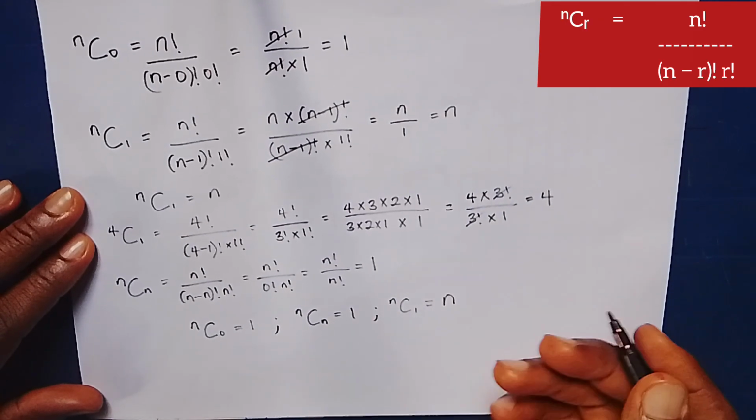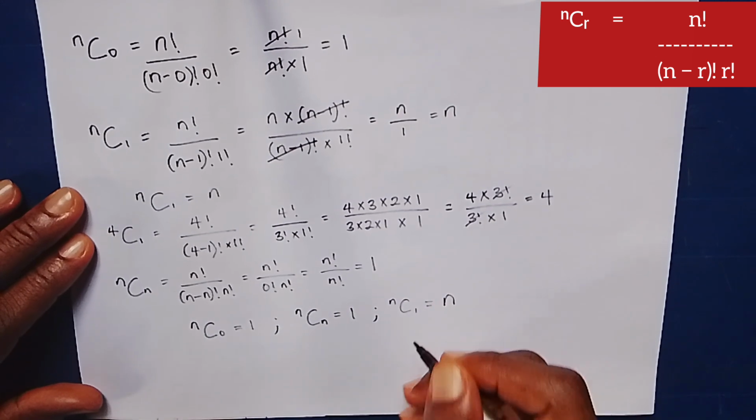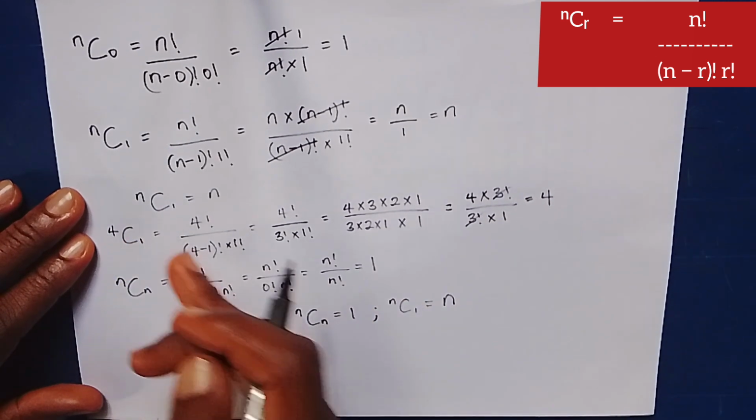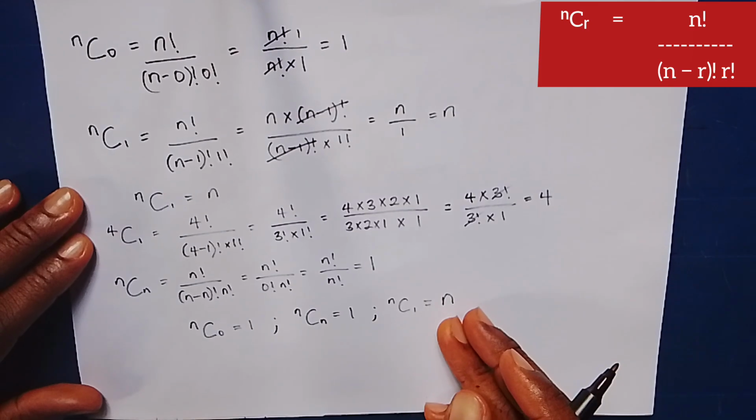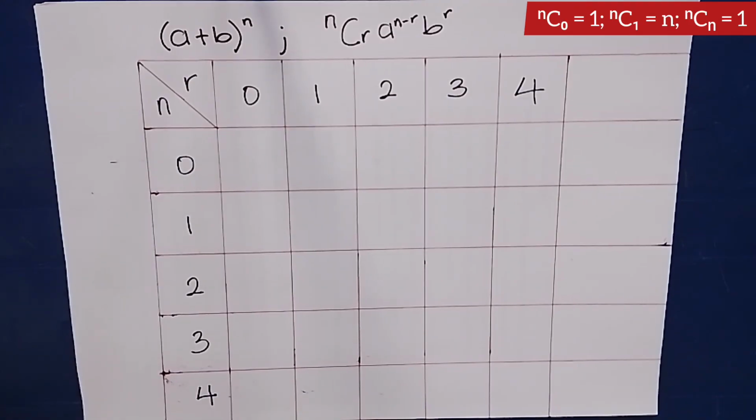100 combination 1 will give you 100. 5 combination 1 will give you 5. 4 combination 1, just as you saw here, will give you 4. Having established those facts about combination, let's see how that applies to binomial expansion.